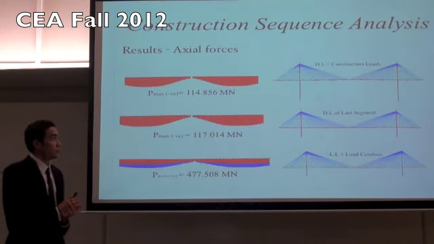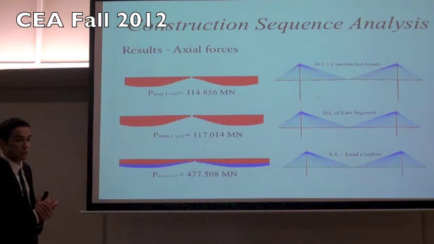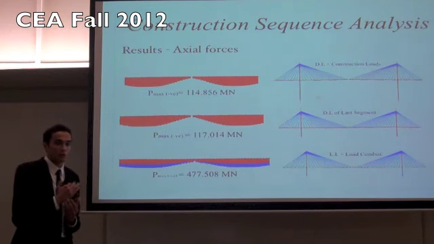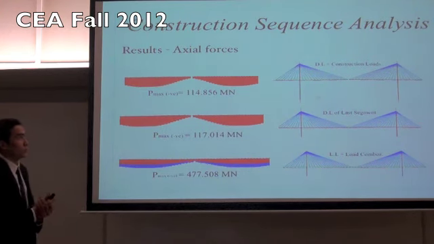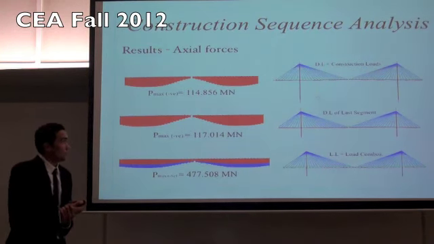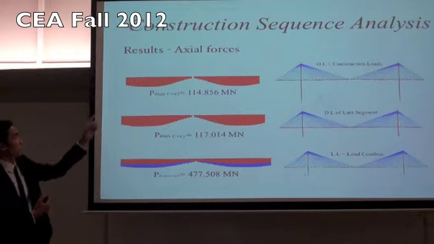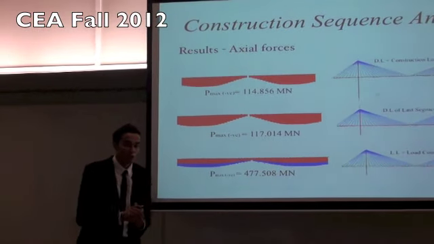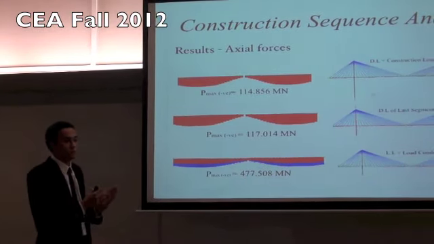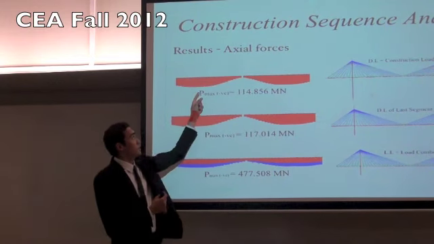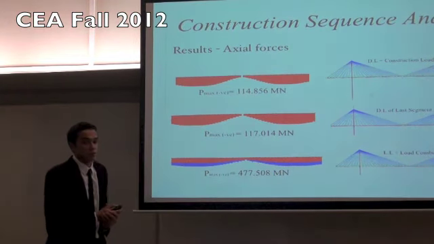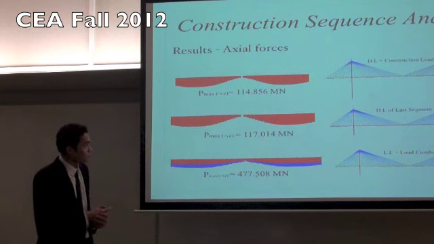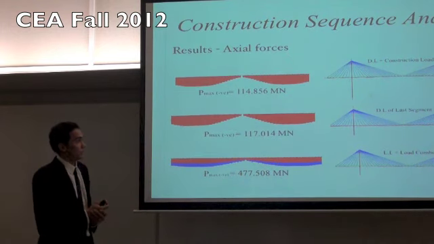Here's a sample of our results for the axial force in the deck, which is the horizontal component of the cable pretension forces. During this stage of construction, the axial force increased from the side until it reached a maximum at the bottom. And then, due to the change of planes of the cables, it started decreasing until it reaches a minimum at the mid span. And this is when the last segment is added.